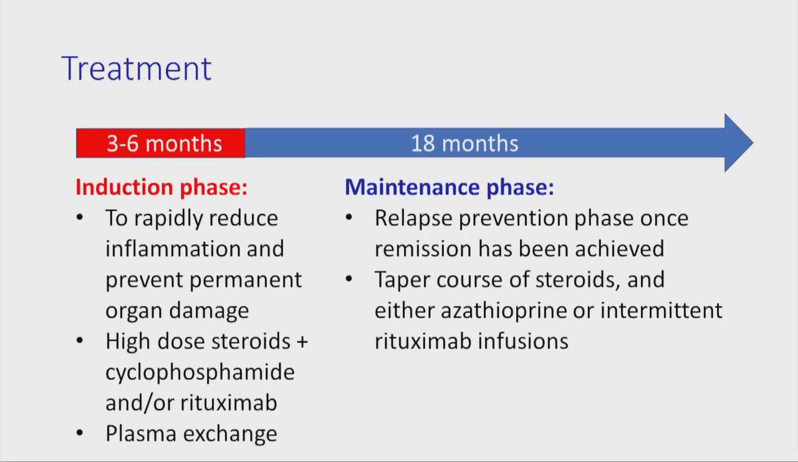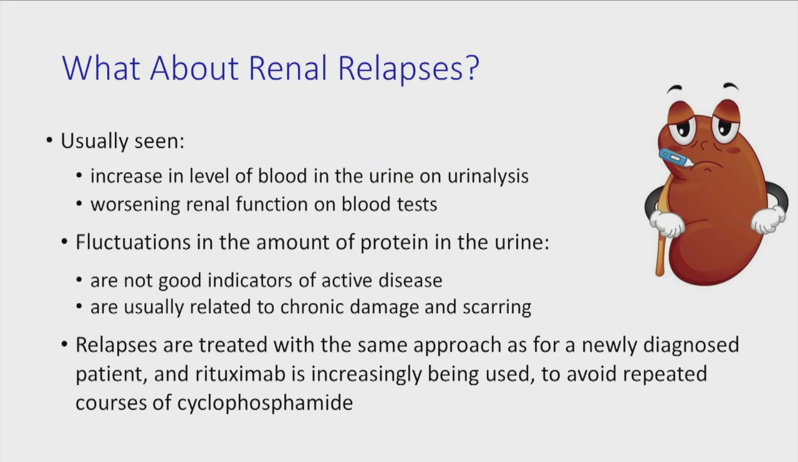And classically, we used azathioprine, methotrexate, CellCept in a few cases, but now we are more frequently using intermittent rituximab infusions between every 4 or 6 months.